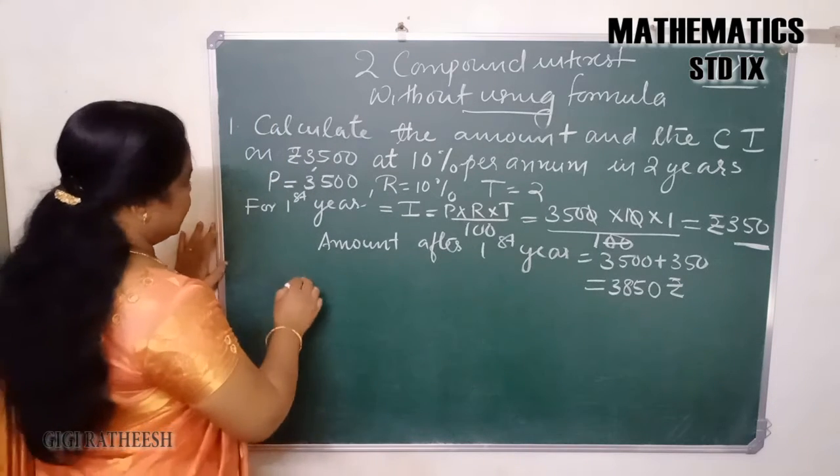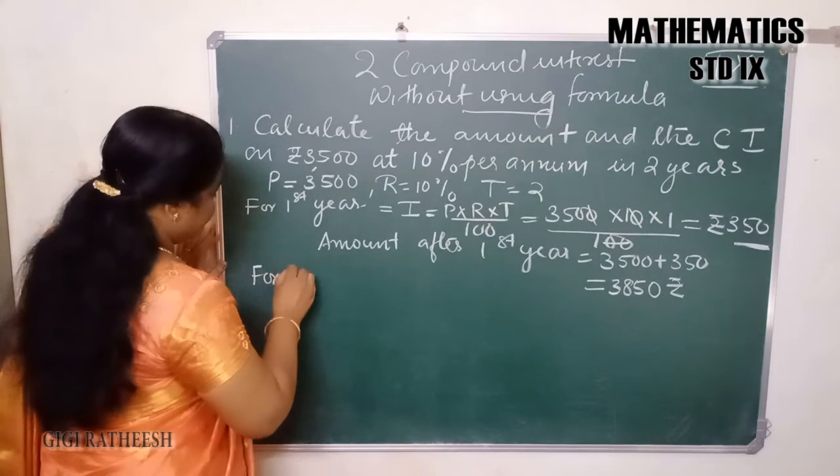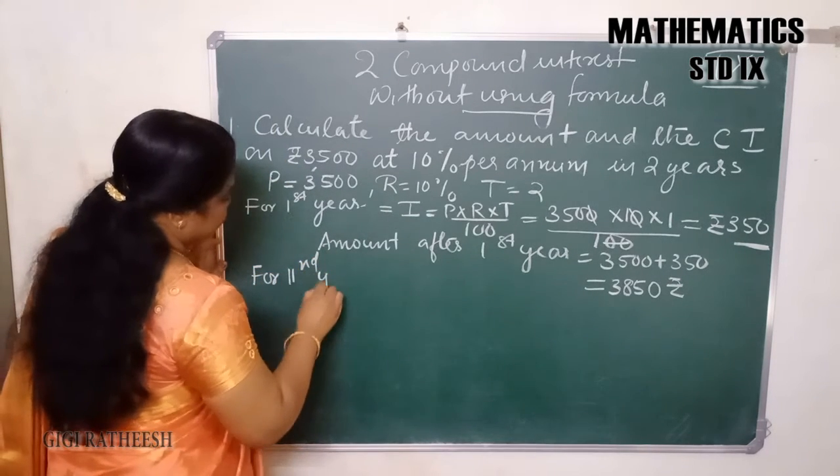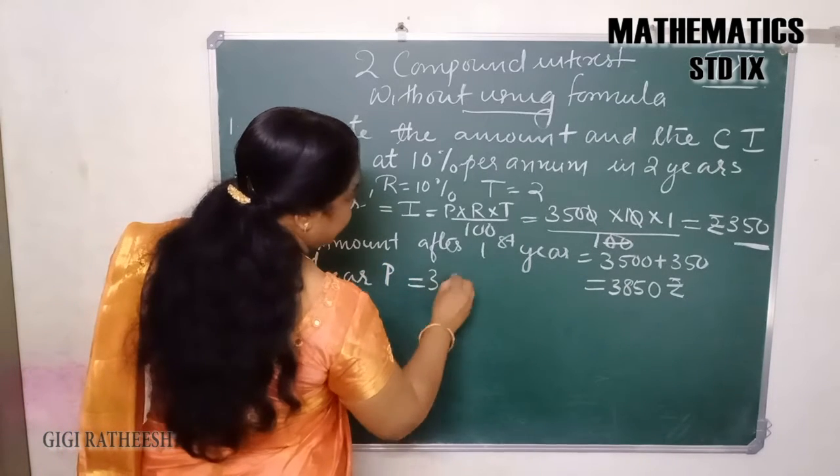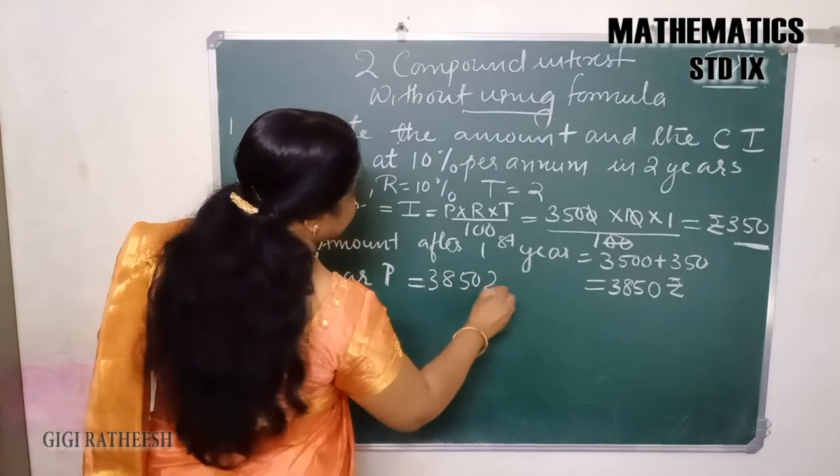That is, for the second year, P is equal to 3850 rupees.